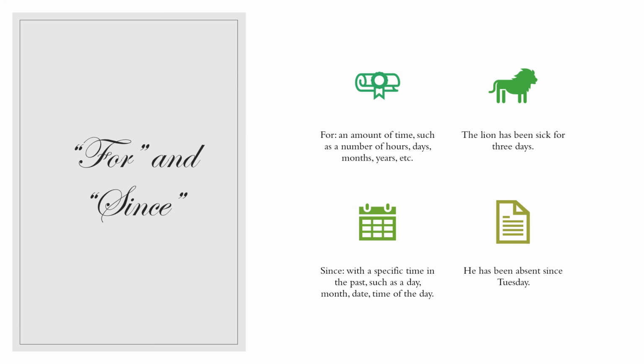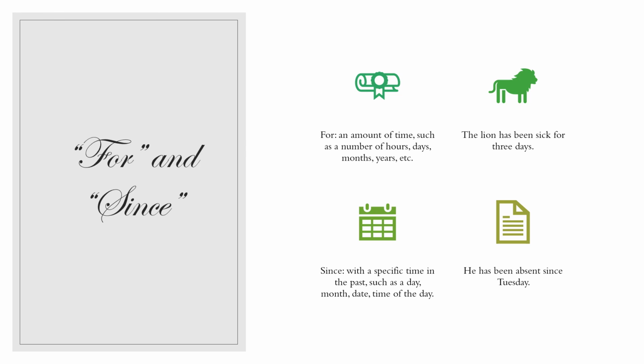For and since, two popular words in present perfect. What do we use them for? Okay, for, if I want to mention the amount of time that an action was performed, such as number of hours, days, months, years. For example, the lion has been sick for 3 days, for 3 months, for 2 hours. Okay? And then we have since.